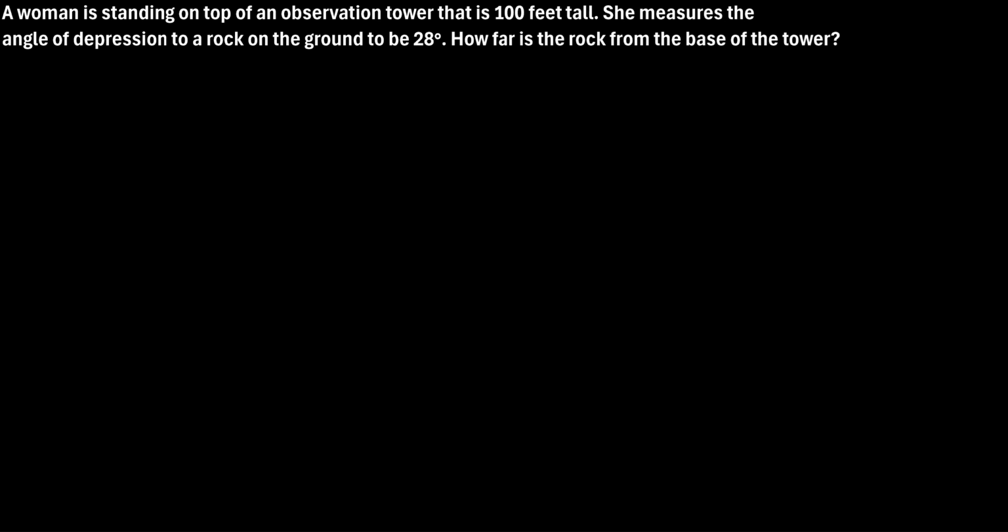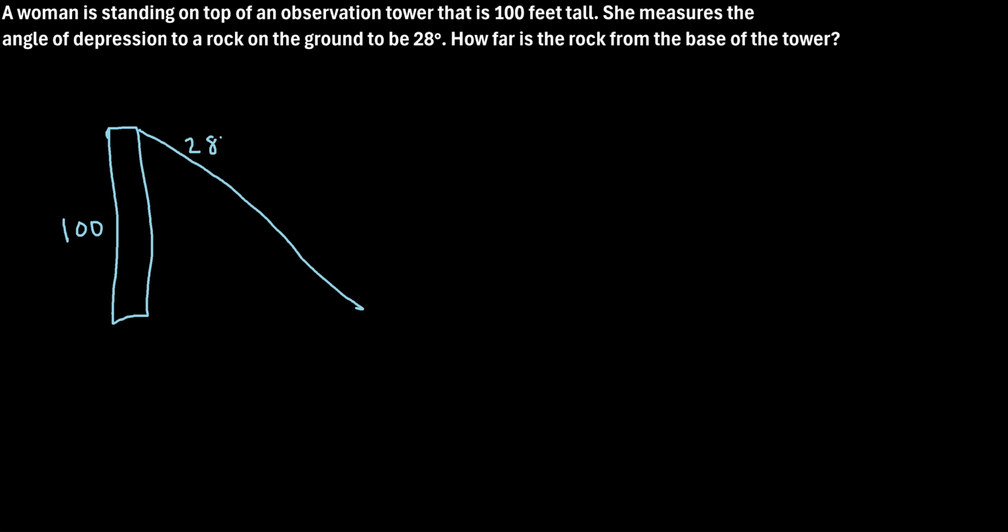All right, let's try another example. A woman is standing on top of an observation tower that is 100 feet tall. She measures the angle of depression to a rock on the ground to be 28 degrees. How far is the rock from the base of the tower? So let's draw the situation. If we have some tower here, and we know that it is 100 feet tall, and the angle of depression, it says, to some rock on the ground, is 28 degrees.